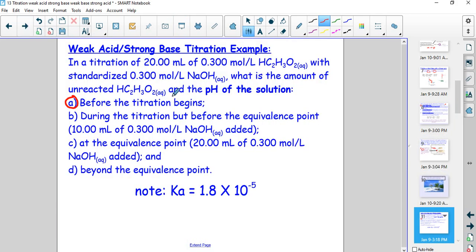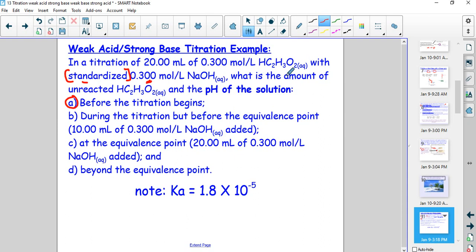Okay, so our first point is in a titration that involves 20 milliliters of a 0.3 molar concentration of acetic acid with a standardized, we haven't gone over exactly what that means yet, but essentially it means tested against a standard concentration, a tested concentration of sodium hydroxide. So essentially that just means a very accurate concentration of sodium hydroxide. So again, 20 mL of a 0.3 molar concentration of weak acid, and 0.3 moles per liter of sodium hydroxide.